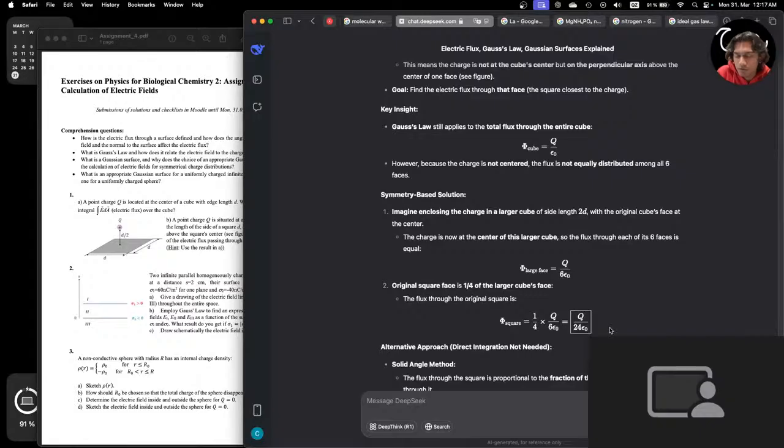4d square plus 4d square, so it's 8d square. 8d square is 2d root 2.